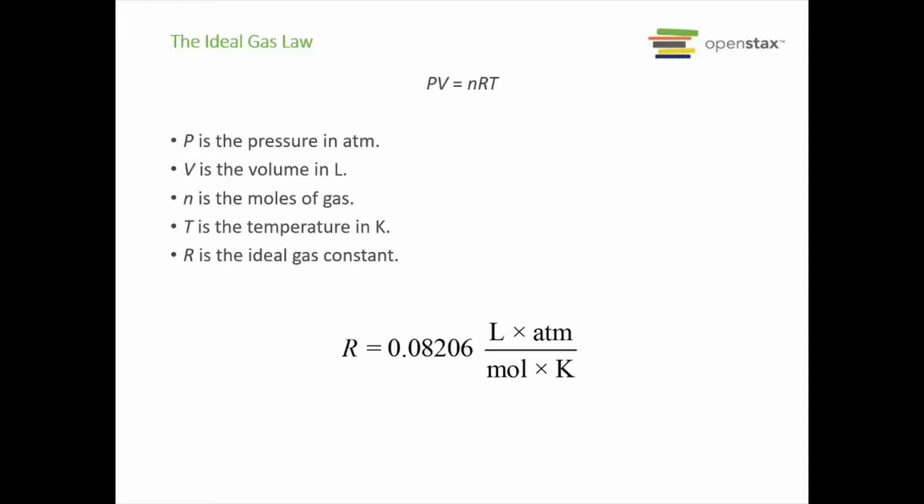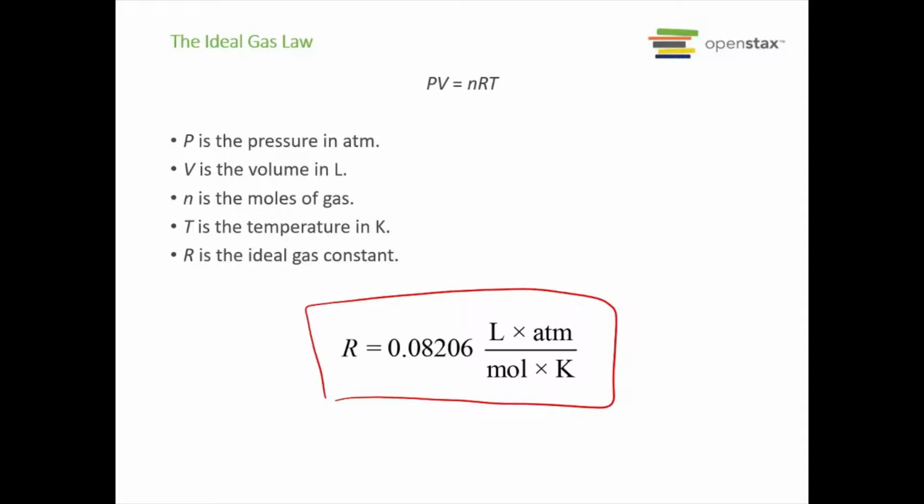So with PivNert, P is the pressure in atmospheres, V is the volume in liters, n is the moles of gas, T is the temperature in Kelvin, and R is the ideal gas constant. And R is equal to 0.08206 liter atm per mole Kelvin. There are other R's for other units, usually of pressure, but this is the main R.